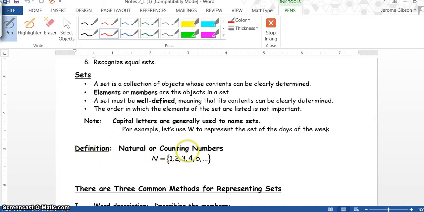Definition: natural counting numbers. We have N is equal to 1, 2, 3, 4, 5, and you see these three dots here. That means that it goes on forever.